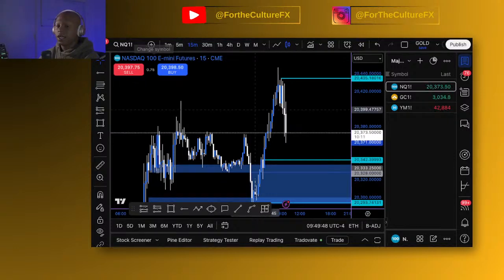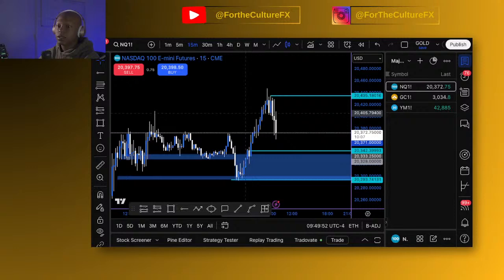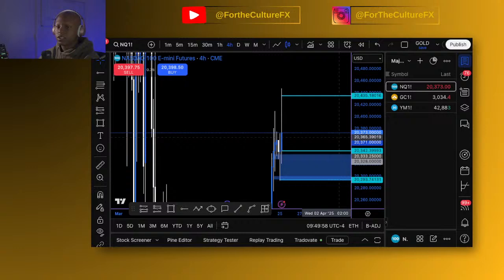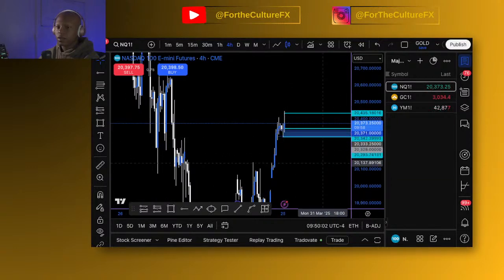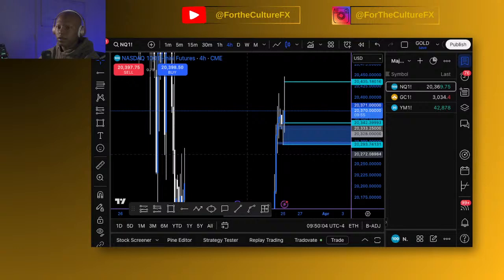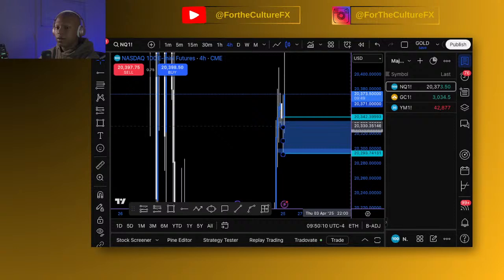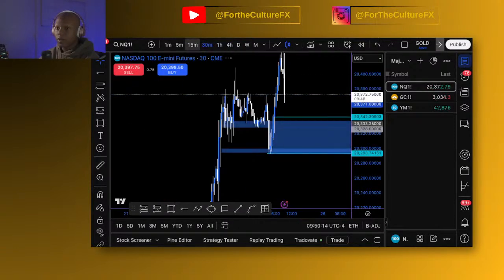So for me, I just really want to be patient and wait for the high probability setups, the high probability moves, which we could see at the close of this current 4-hour candle, potentially on our next 4-hour candle. Now, if price begins to sweep this low here at 20,2930 levels, that's where I'll start to look for possible sell positions.